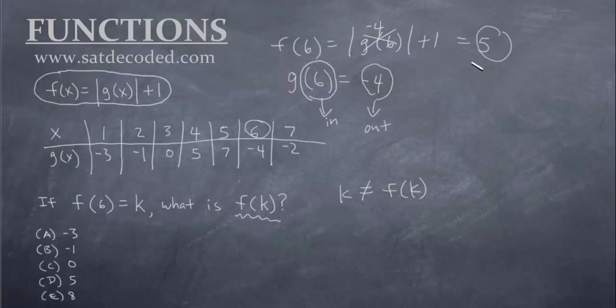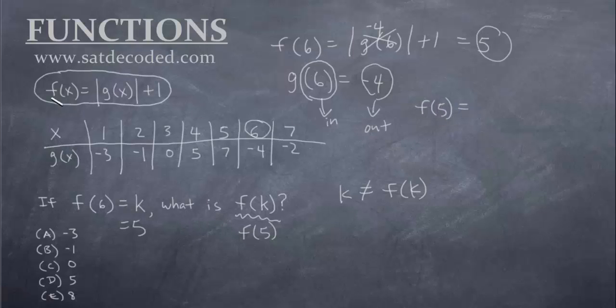So what was the purpose of finding out f of 6? We found out f of 6 is equal to 5. Well, the purpose is, f of 6 equals 5, so we know k is equal to 5. So why do we care that k is equal to 5? Because we see a k right here, we can just replace it with the 5. So the real question that they're asking is, what is f of 5? So let's go ahead and solve f of 5 now.